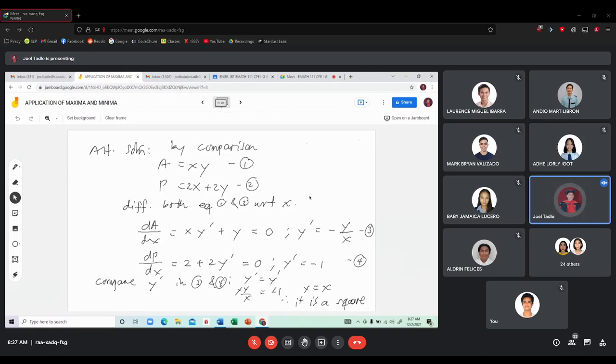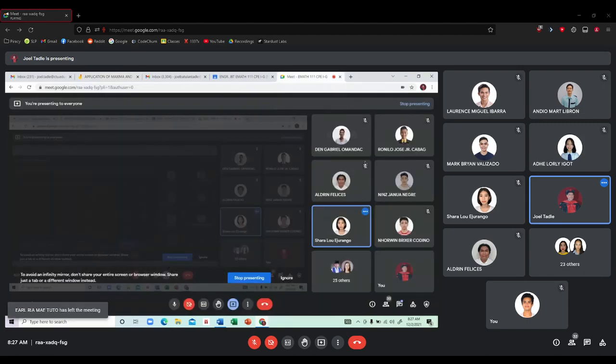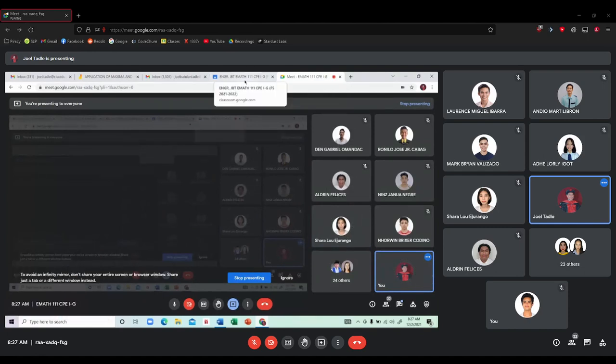Now, why do we equate it to 0, guys? What is the reason why we equate it to 0? Who can answer? Why do we equate it to 0? Shara Lo. Hello, Shara. Why is it we equate our first derivative to 0? Shara.